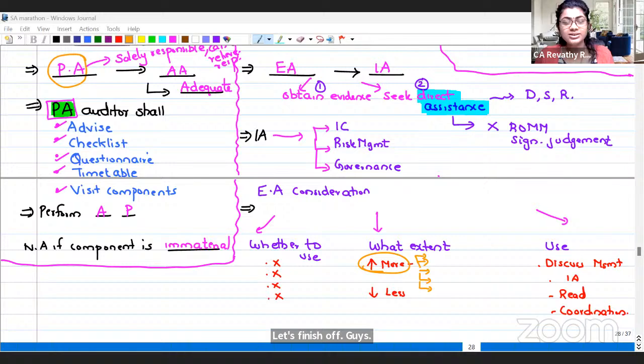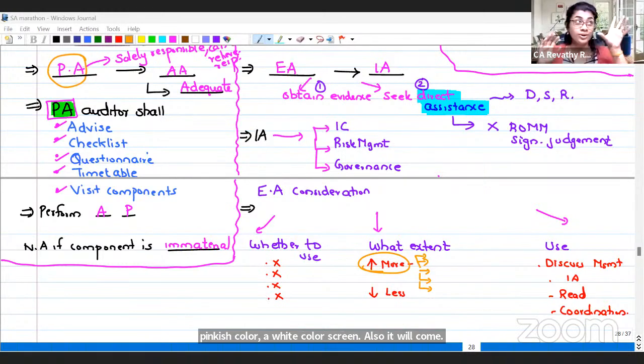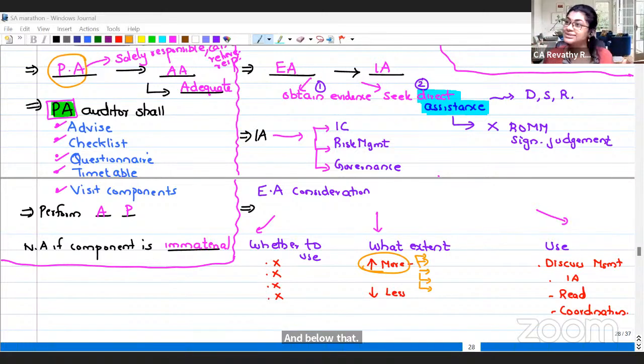Just think of that screen, that pinkish color. A white color screen also it will come. Pinkish color, violet color screen where your name will come. You imagine your name, and below that, aggregate and successful. Wow, wow, wow. Costing, wow. Auditing, wow. And FM and SM, wow. And first group, if it is there, that's also wow, wow, wow.